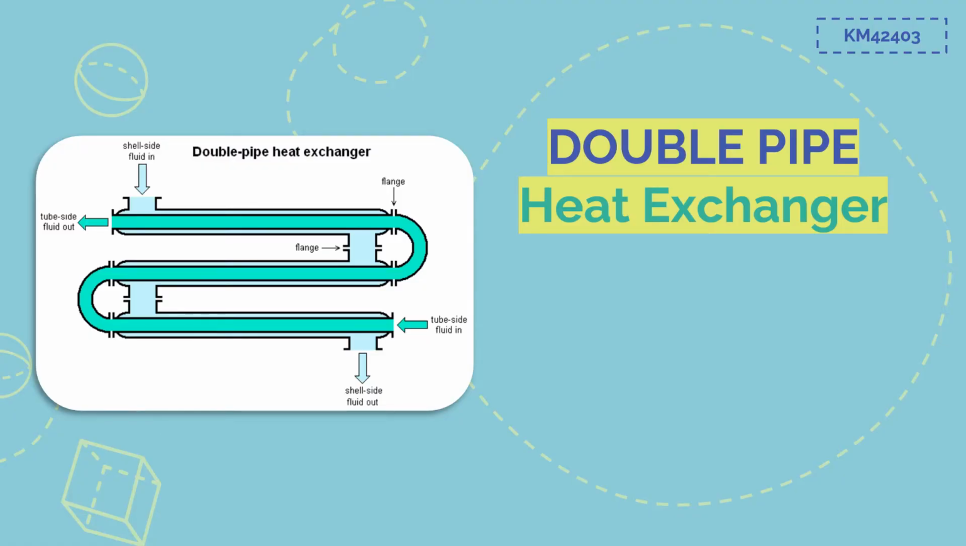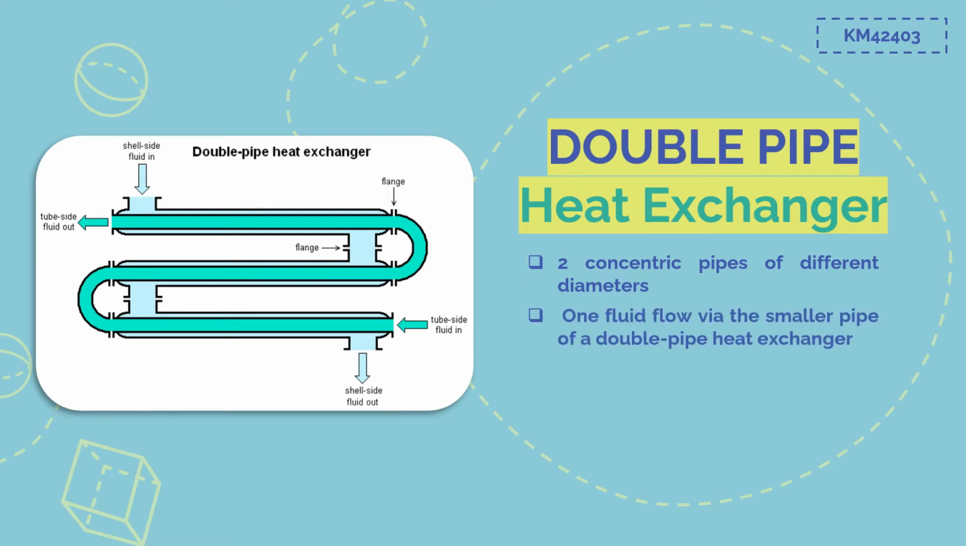According to Ranquet law, one of the most common types of heat exchanger is the double pipe heat exchanger. It consists of 2 concentric pipes of different diameters, where one fluid flows through the smaller pipe and the other flows through the annular space between the 2 pipes.